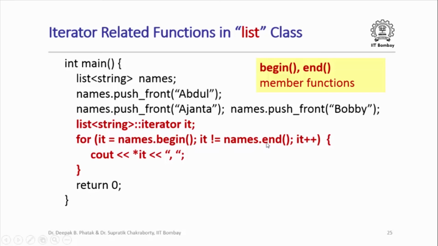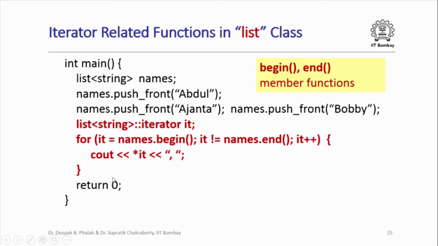And how long should I do this? Until IT becomes equal to names.end. Names.end is an abstract pointer to something after the end of the list. So until I reach there, I'm going to iterate through this list. And because IT is an abstract pointer, I can use star IT to print out the string at that appropriate list position as I'm iterating through this list.